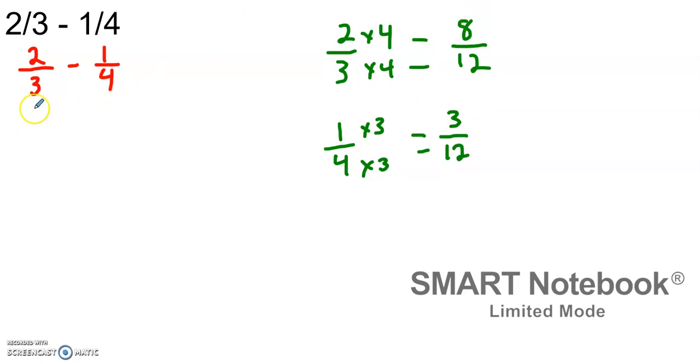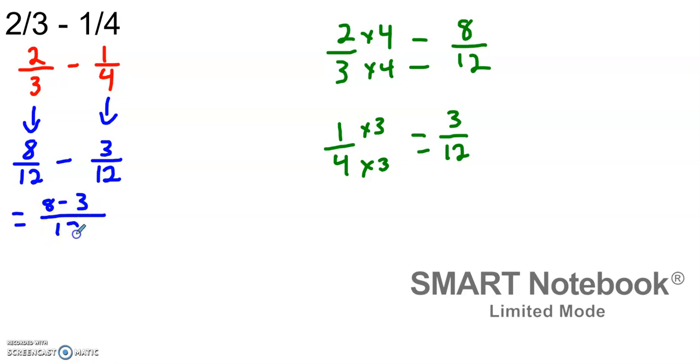So I'm going to rewrite the equivalent fractions. The equivalent fraction of 2/3 is 8/12, so I'm going to rewrite that. I copy down my subtraction, and then my equivalent of the 1/4 was 3/12, so I'm going to rewrite the 3/12. I'm being mindful of leaving spaces between my fraction lines and the subtraction so I don't get confused. And now I can subtract. So I have 8 minus 3 over 12.